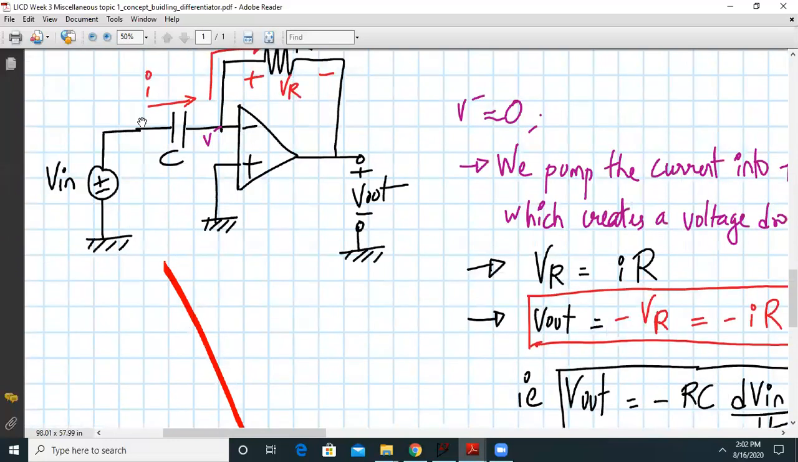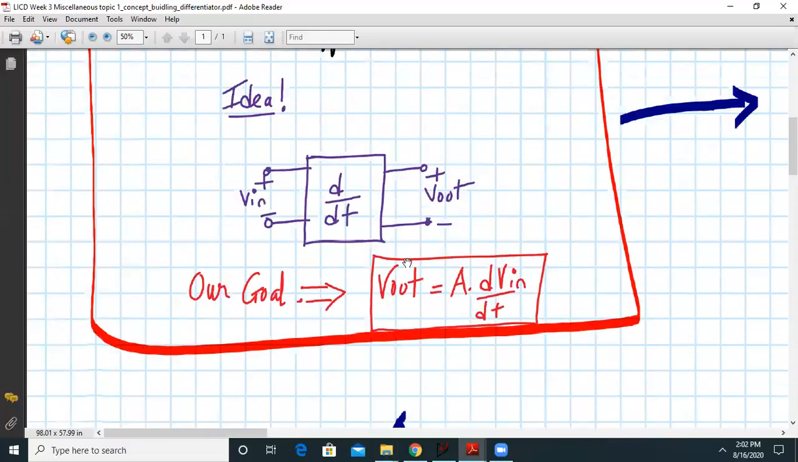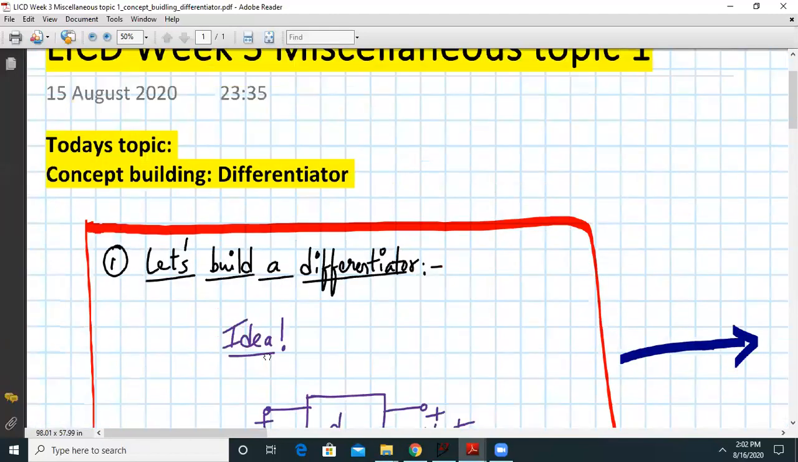So we have come to an end of our session today, and we have achieved this goal of making a differentiator circuit using an op amp. So that's it for today's session.